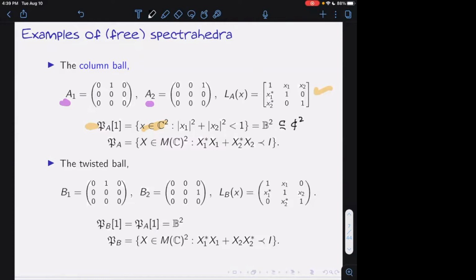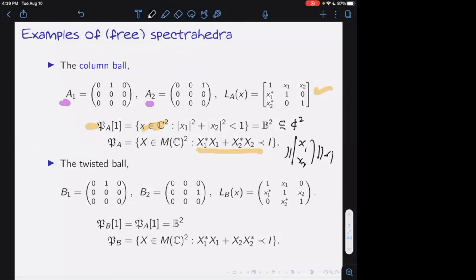If you look at higher levels, what you get is what people might refer to as the column ball. That's this condition right here: x1 star x1 plus x2 star x2 is less than the identity. It's really just this condition that the column matrix (x1, x2) you get with block entries has norm less than 1.